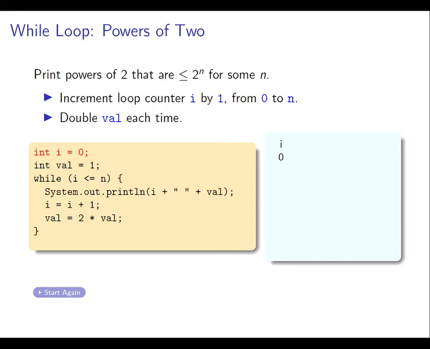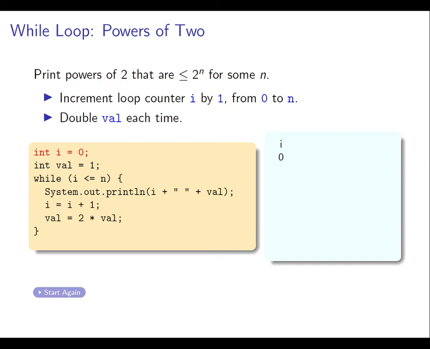And here's an example. Let's suppose that we would like to print the powers of 2 up to and including 2 to the n for some n. So how are we going to do this using a while loop? Well, we're going to use a loop counter called i, that's an integer, which starts at 0 and it's going to go up by 1 each time through the loop until it gets to n, the maximum value that we want to be concerned with.